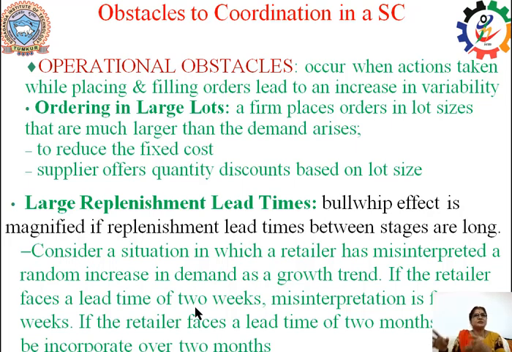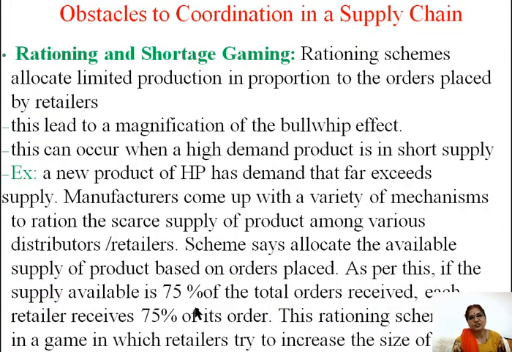So what happens? Supposing the retailer is facing two weeks of replenishment lead time, then this misinterpretation takes place only for 2 weeks. But if he is facing 2 months, in place of 2 weeks, if 2 months replenishment lead time he is facing, then this misinterpretation continues for 2 months. So larger replenishment lead time also leads to operational obstacle.